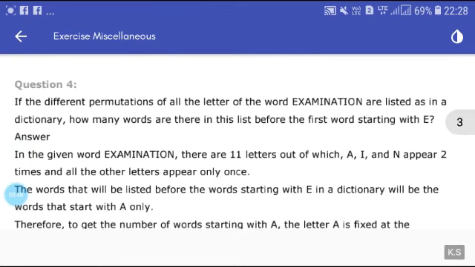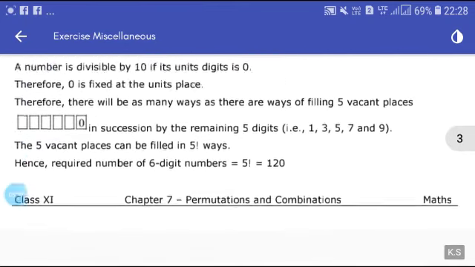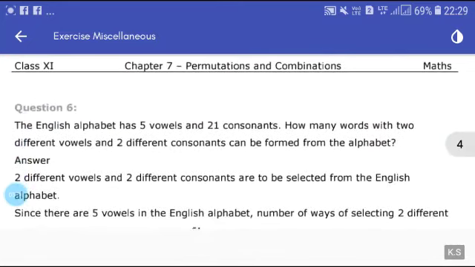Question number 4 is similar to the first one, so you solve this, and question number 5 as well. Question number 6: the English alphabet has 5 vowels and 21 consonants. How many words with 2 different vowels and 2 different consonants can be formed from the alphabet?